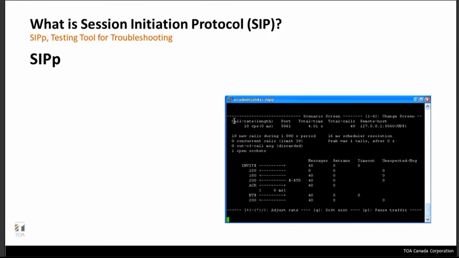It is very graphical, and you can see how the responses come in, how much the timer is, and how much the round trip is. It gives you the call rate, what kind of port is connected, total time spent on the call, total calls, and what kind of remote host is connected. It gives a very nice idea, and this tool is very highly used. Whoever is on the SIP side knows this is one of the tools we use to understand troubles.